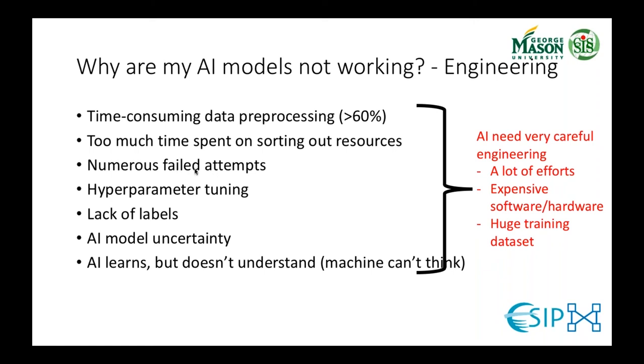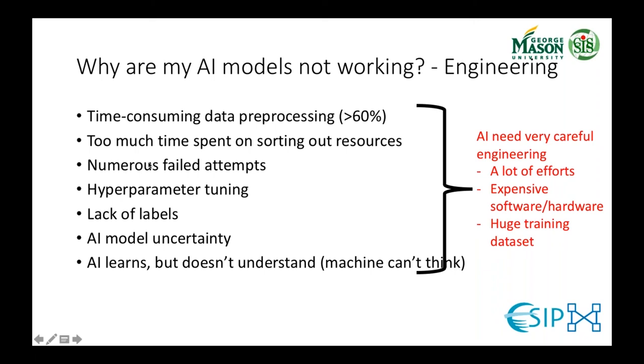We also spend too much time on sorting out resources, because when the resources are beyond our control, we are exhausted trying to manage them. That's a very big problem. And we have numerous failed attempts, and the hyperparameters, which are the only parameters we can control in our machine learning model. If you want to tune them to the optimal status, that takes a long time. Also, the lack of training labels and the AI model uncertainty are reasons. And AI only learns, they don't understand what they're doing. That's a limit of the whole AI theory right now.